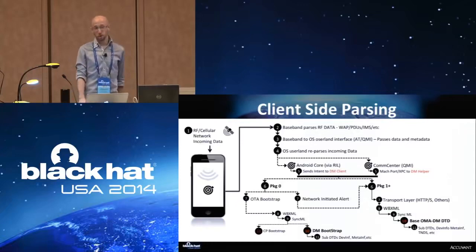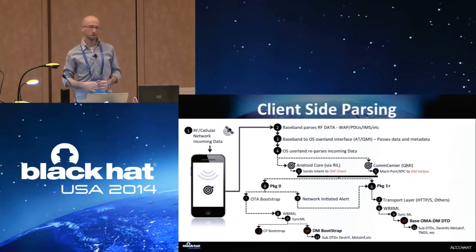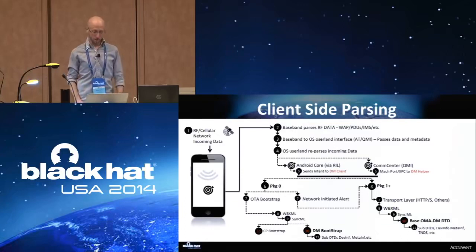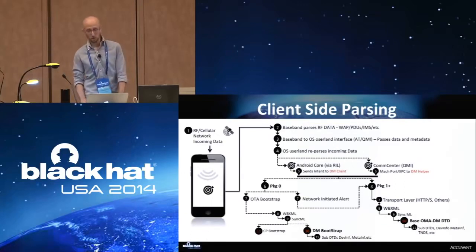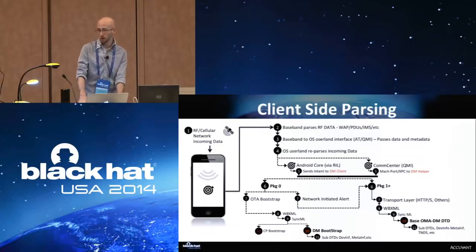The OS then reparses that data. So it has to figure out, okay, baseband tells me something, I need to verify it, who do I send this to? In Android, System Core would typically do that. It gets the data from the RIL, then will send an intent to whatever OMADM client you have on your device. And on iOS, it all comes into Comm Center. Comm Center then passes some information via Mach ports and XPC to something called DM Helper.